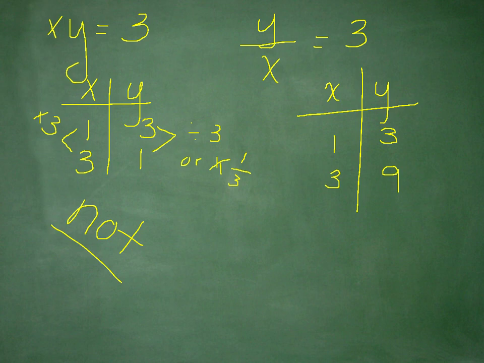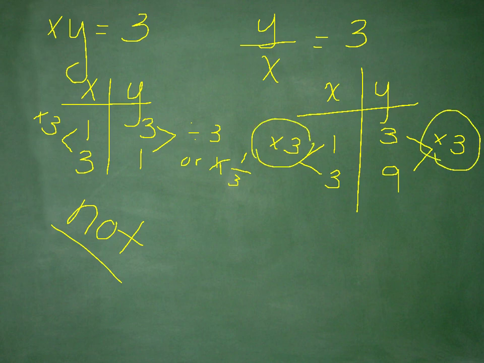Okay, so looking at my x column, to get from 1 to 3, I have to multiply by 3. To get from 3 to 9, I also multiply by 3. So this is the pattern that we saw before. You have to multiply by the same thing in each column. So yes, this is a direct variation.